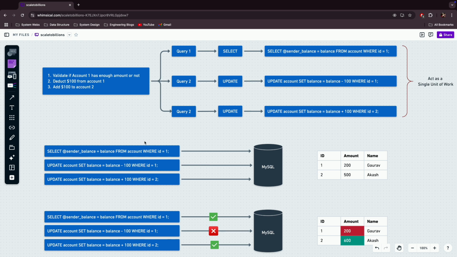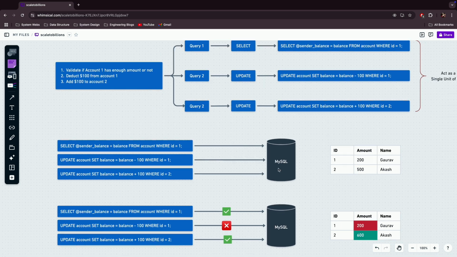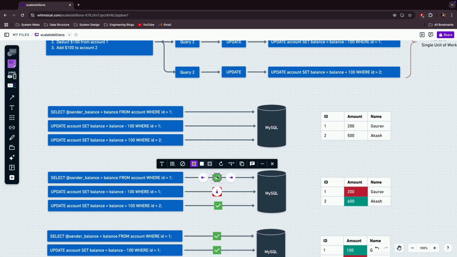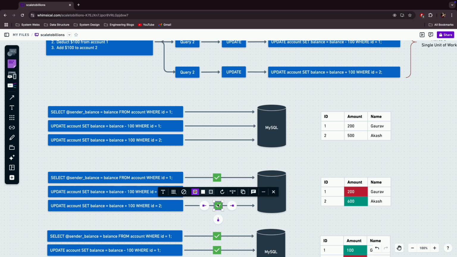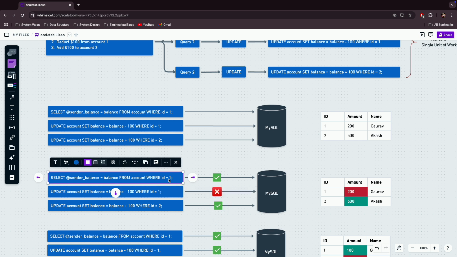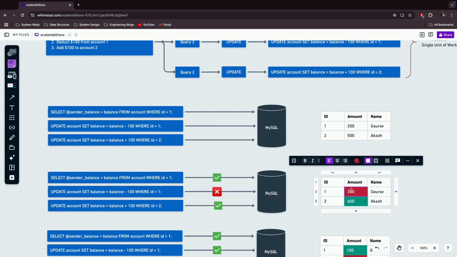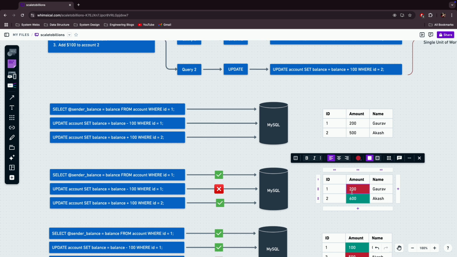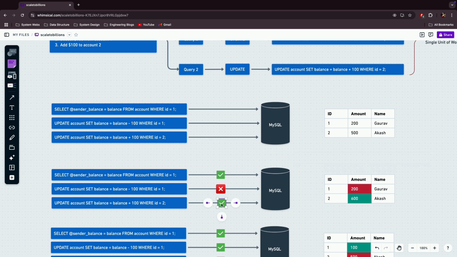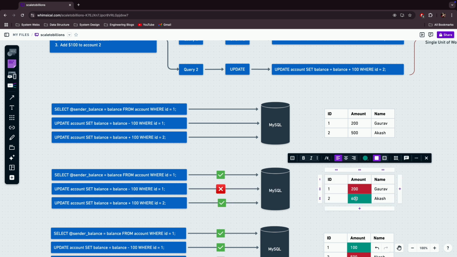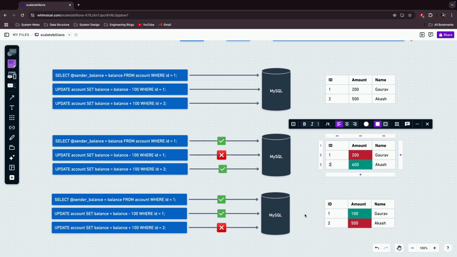So we have these three queries executing on the database. What if query one succeeded and query two failed, then query three succeeded? Then we run into an inconsistent state, because the first succeeded, so account one has $200, but the second query fails to deduct the amount from account one, and the third query succeeded. It added the amount to account two. Now the problem is the amount has not been deducted from account one, but has been added to account two, and this is an inconsistent state. We do not want that.